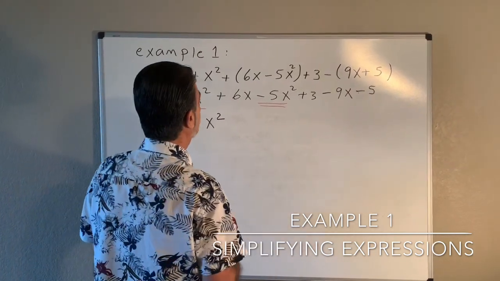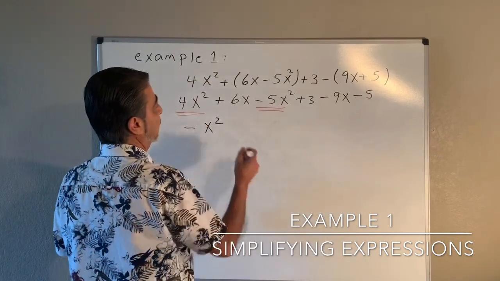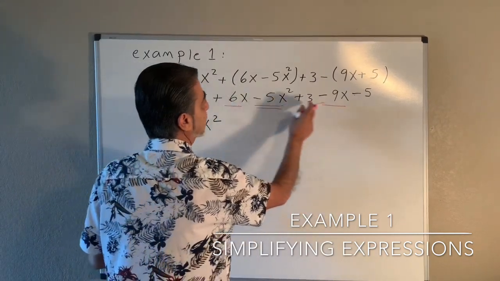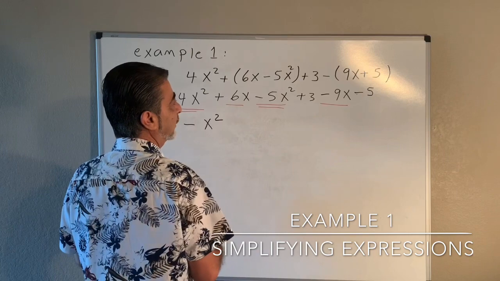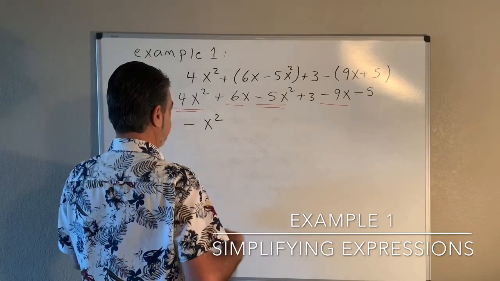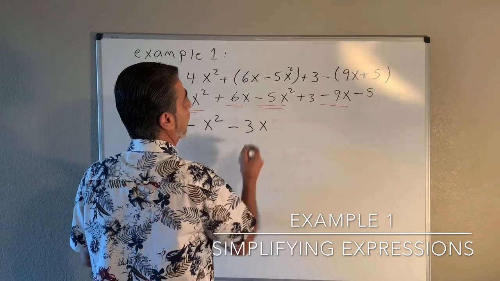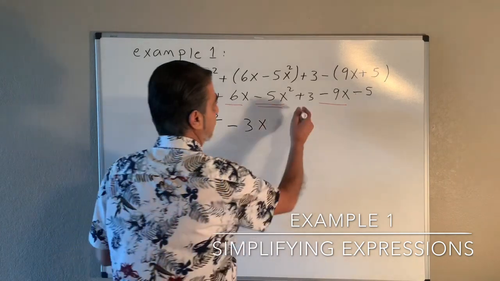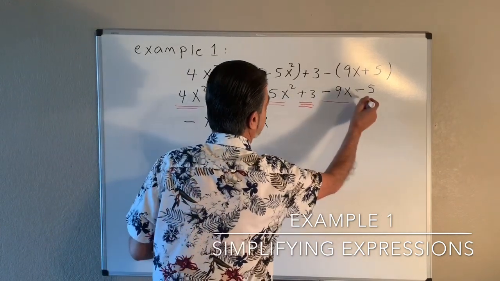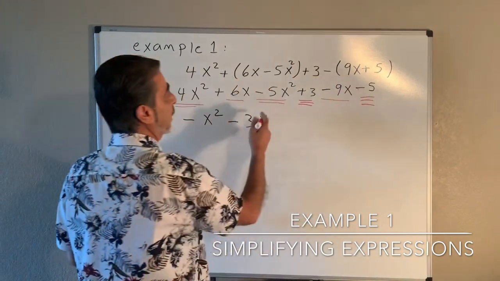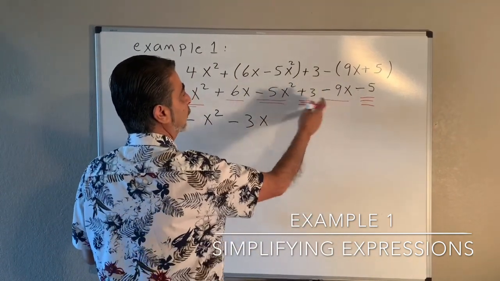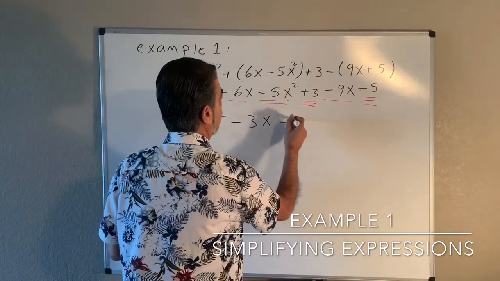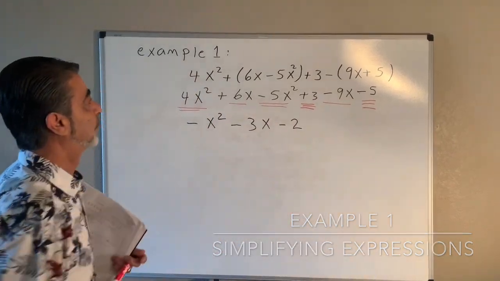Now we're going to combine the other ones, which is the one degree, which is the x. We have 6x plus minus 9x, that's going to give us negative 3x. And then we have to combine the constants, which is 3 and negative 5. If you add them up, that's going to give us negative 2. And in this case, we solve the problem.